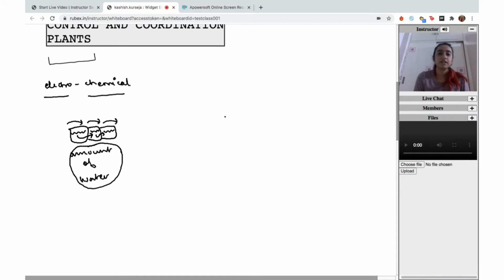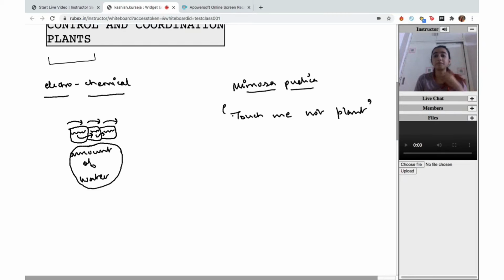Now you might have seen how plants respond sometimes. For example, when you talk about a plant, mimosa. What's Mimosa pudica? We have been studying this since our junior classes. It's the touch me not plant. How does it work? If you go close to it, you touch its leaf, it's going to pull it back. What is that? That is a stimulus and response theory.